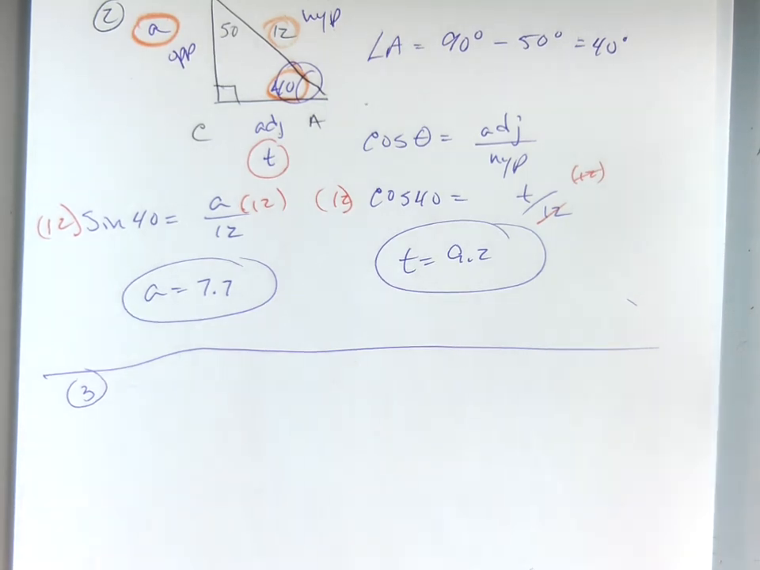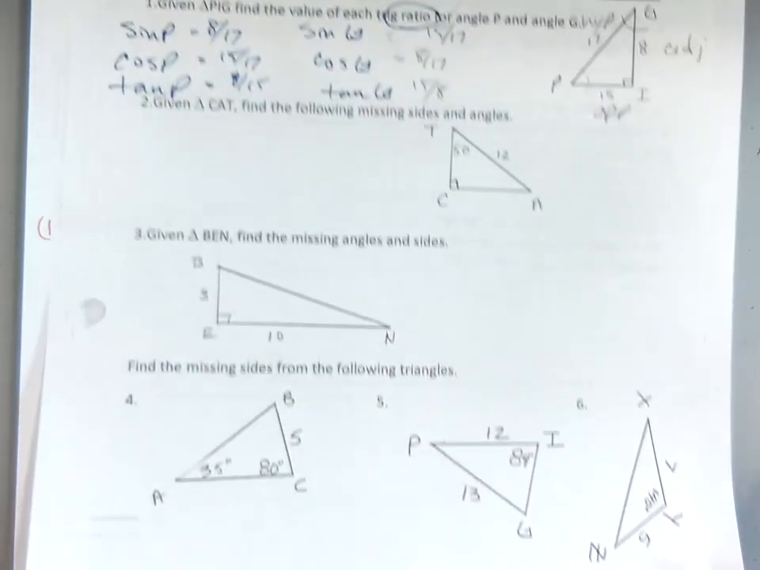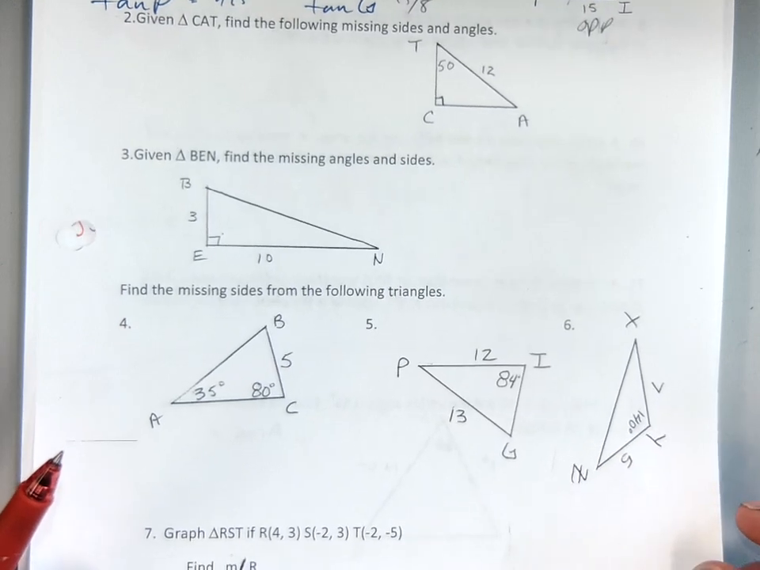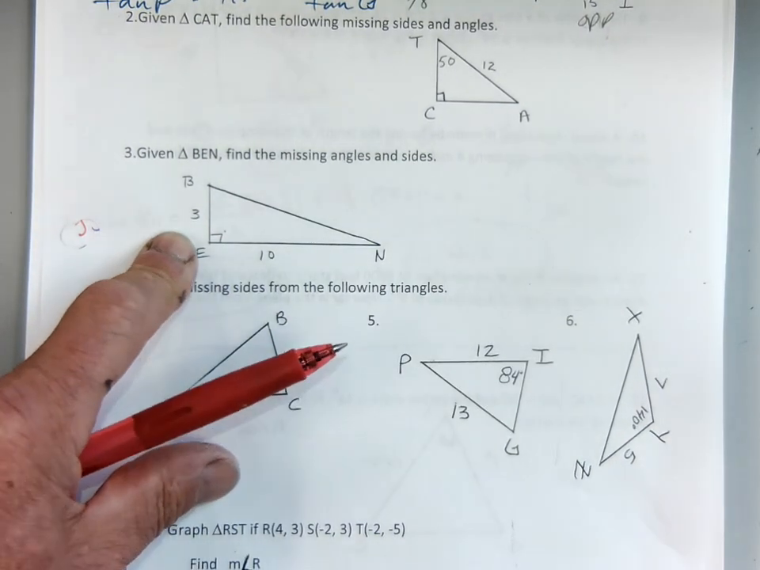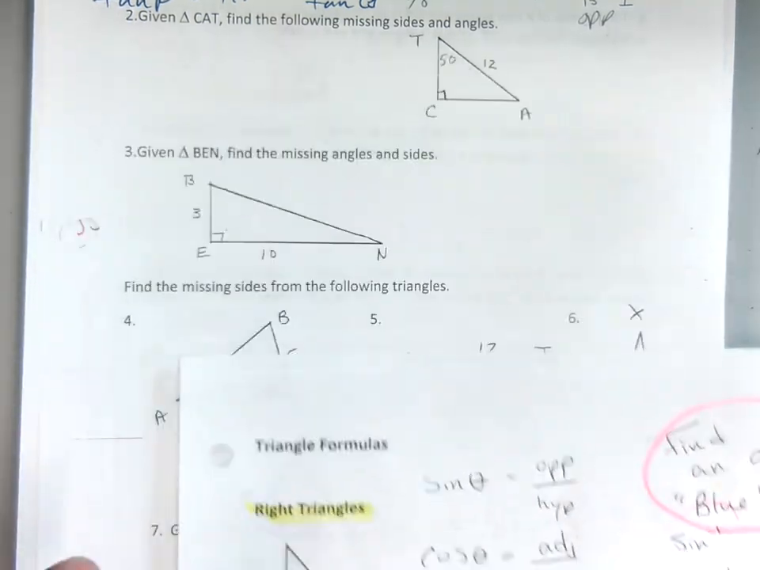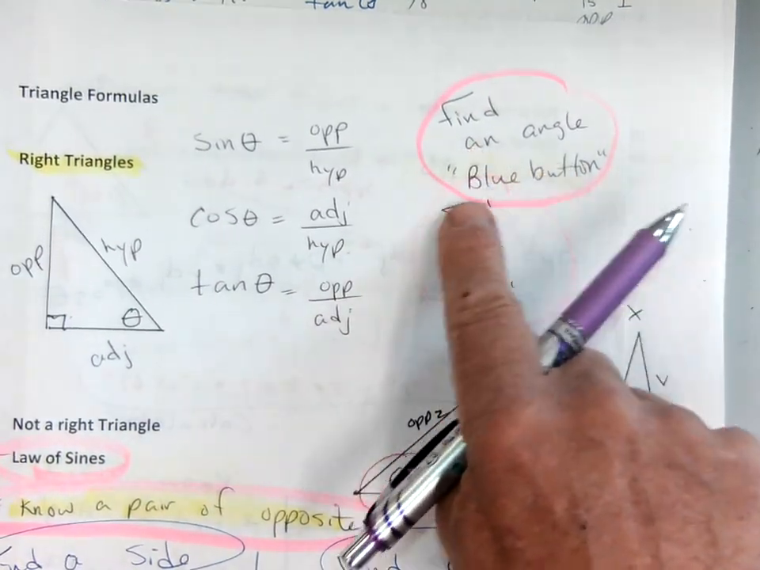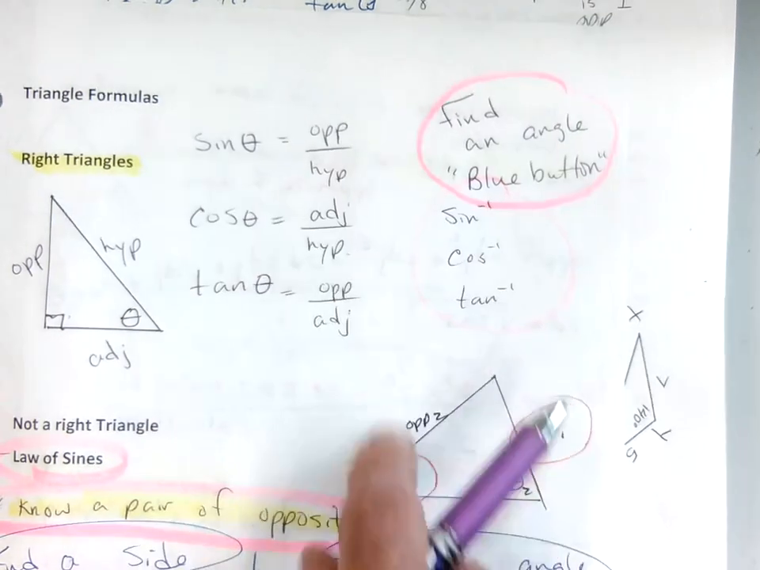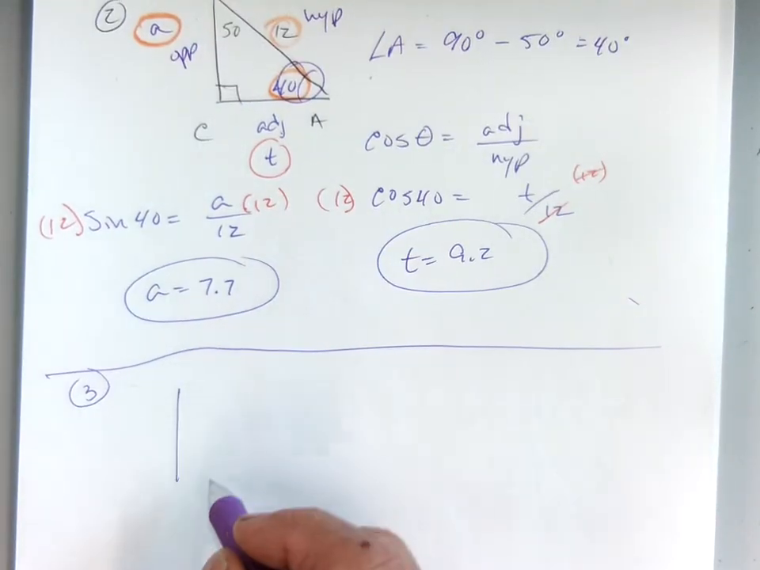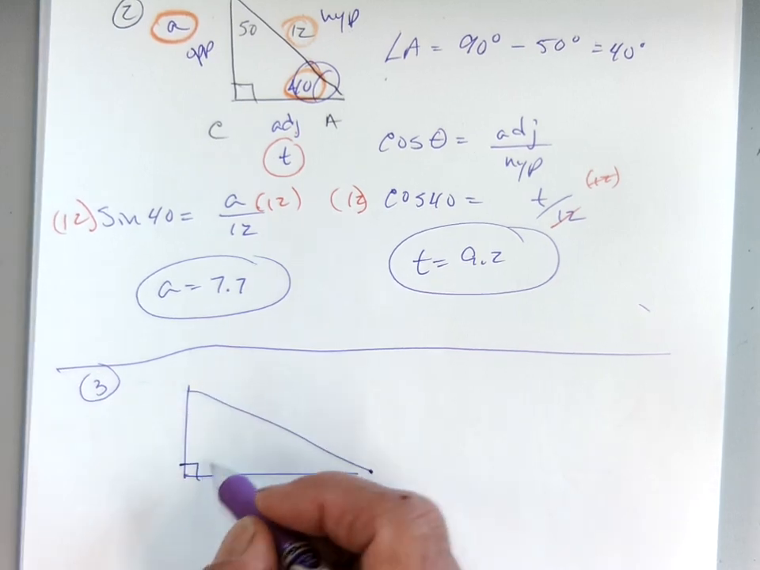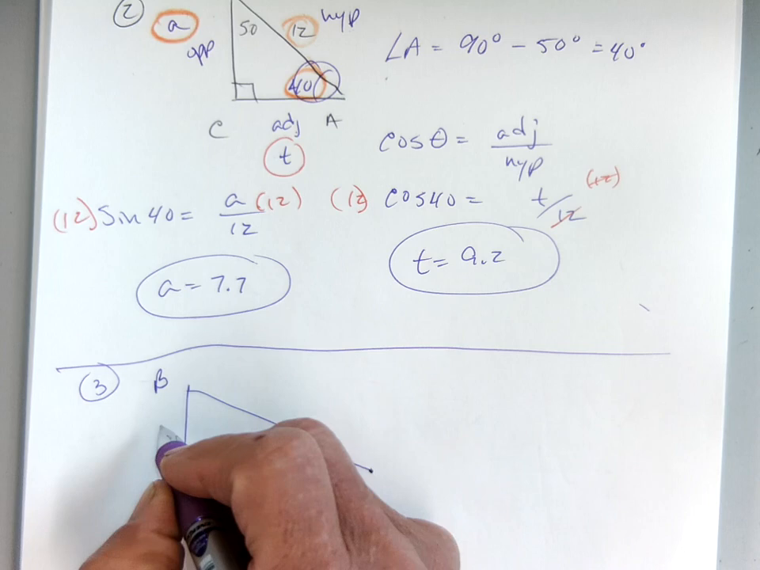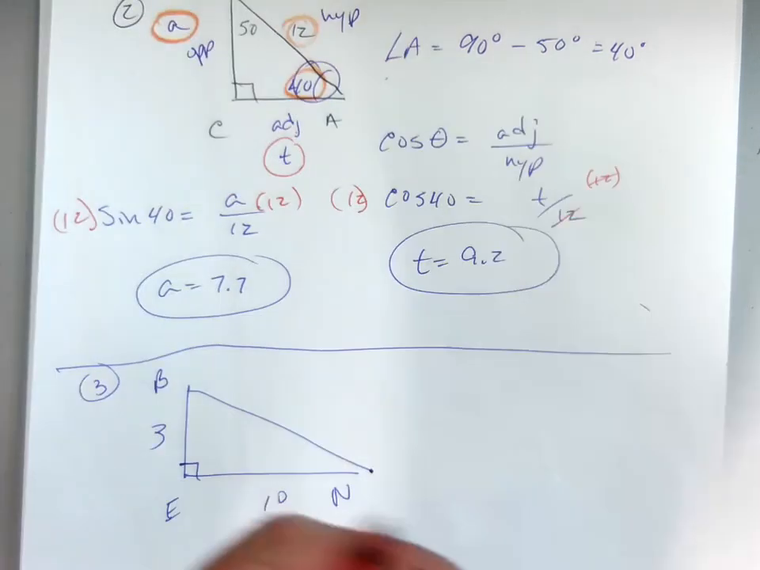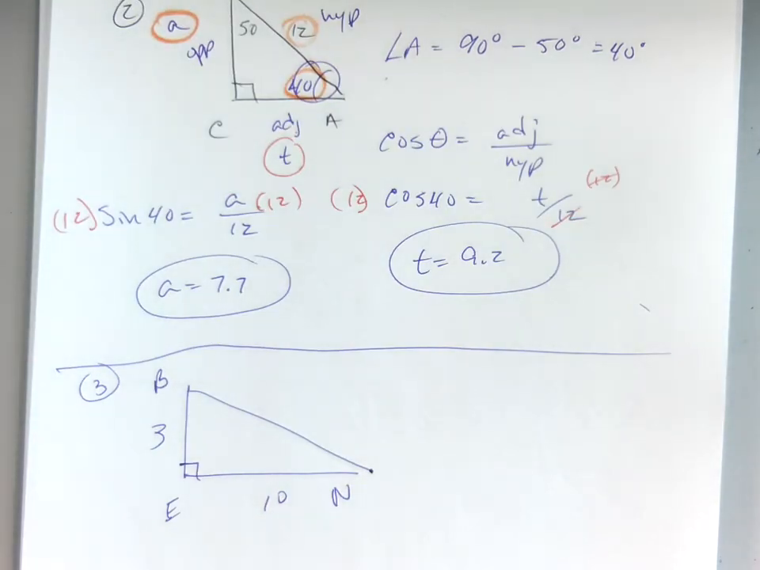Okay. All right, number 3. It's a right triangle, which means we can use our regular right triangle trig. But I don't know an angle, so I've got to find an angle. We're going to have to use the blue button to do number 3. So I'm just going to draw it out again. Triangle BEN, triangle B, E, N. 3 and 10. All right.